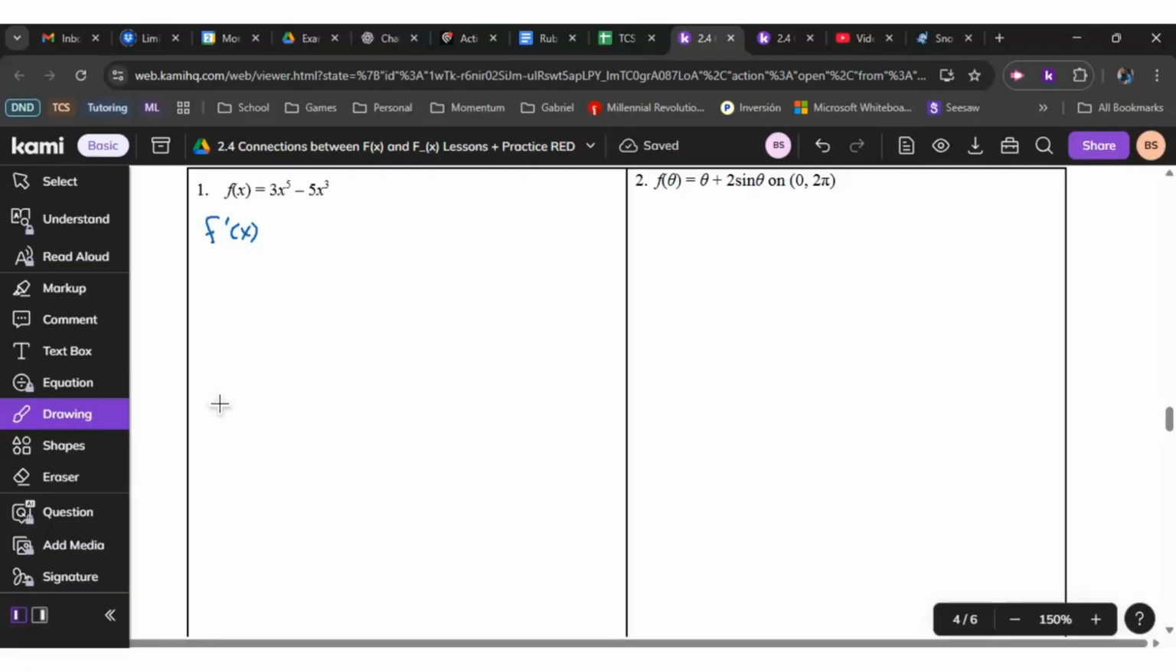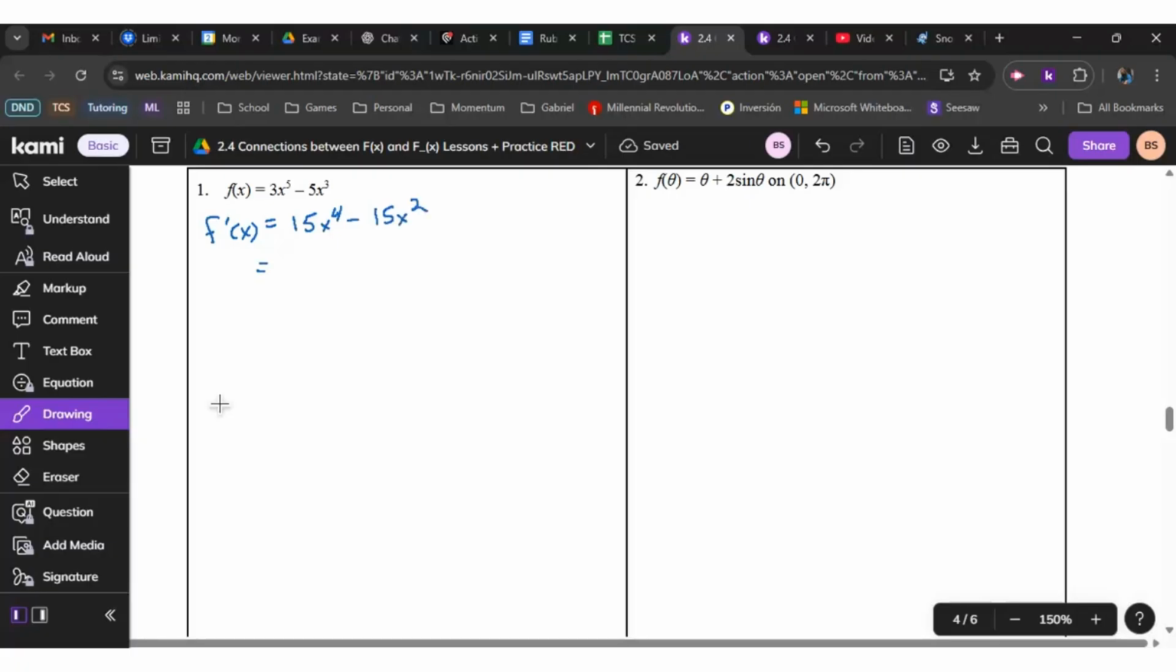F prime of x. Who's feeling like they know it? Ariana knows it. Okay, tell me. Emilio, help her out. 15x to the 4. What's the derivative? 15x to the 4 minus 15x squared. Good.